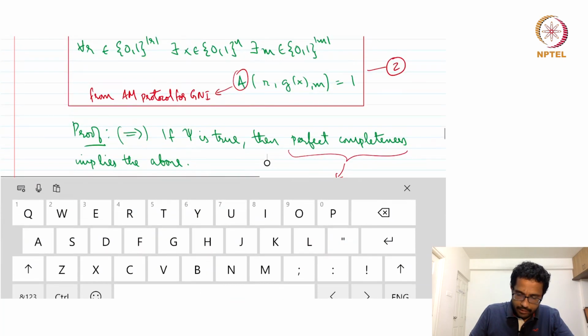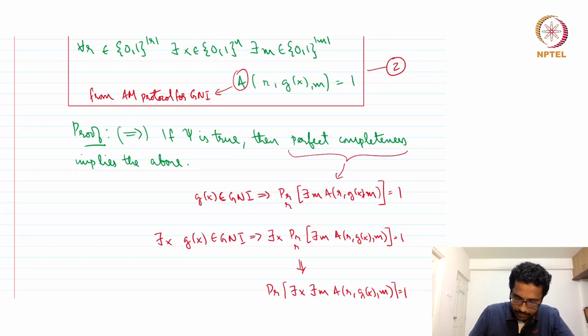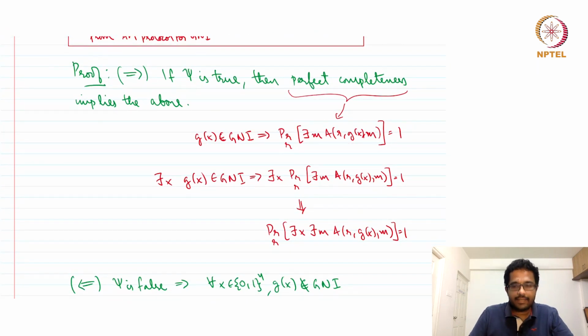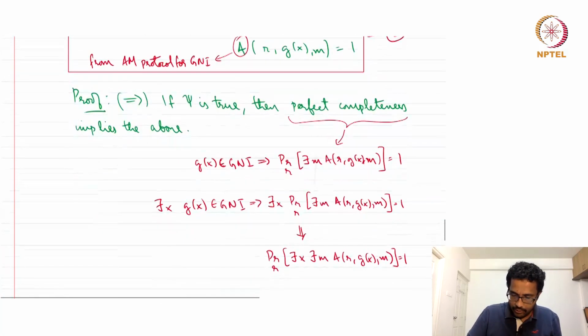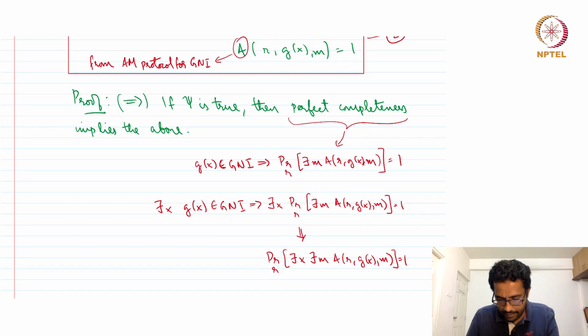Now we have perfect completeness for graph non-isomorphism, which means whenever gx is in GNI, the probability that the AM proof accepts is equal to 1. So the probability that Merlin can send an m is equal to 1. So what is psi here? There exists x such that gx is in GNI. If we rewrite, we can again write it as there exists x such that this is true.